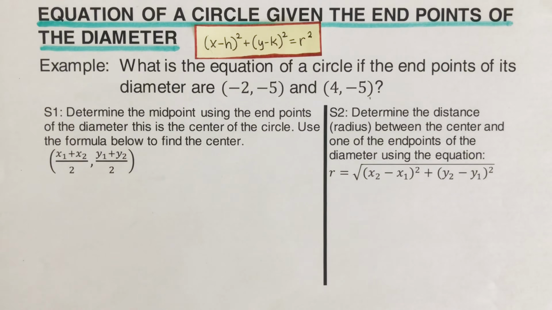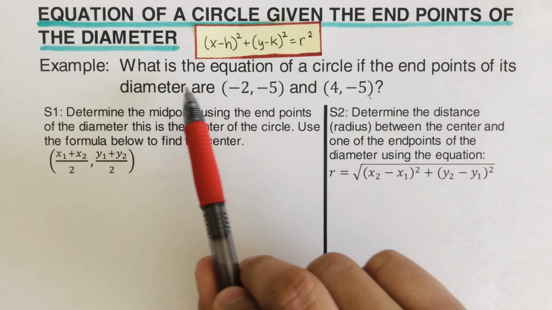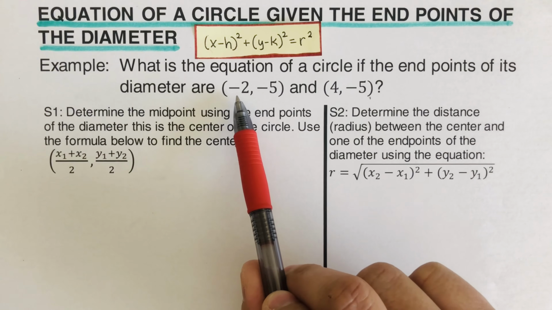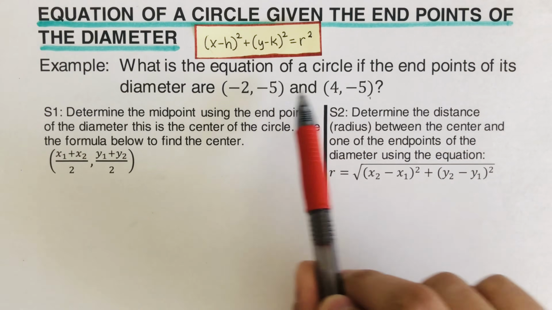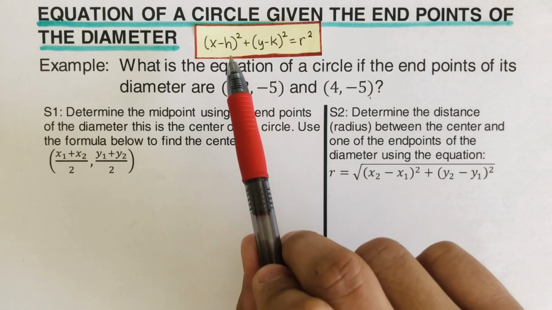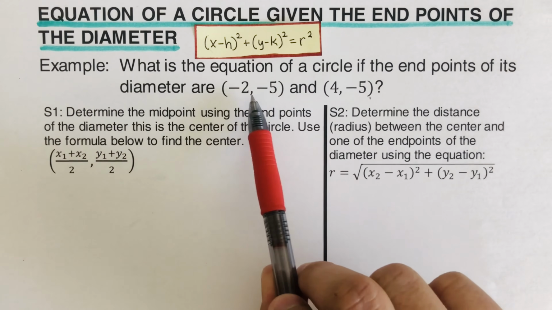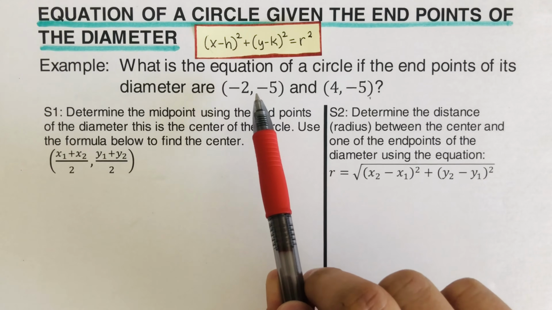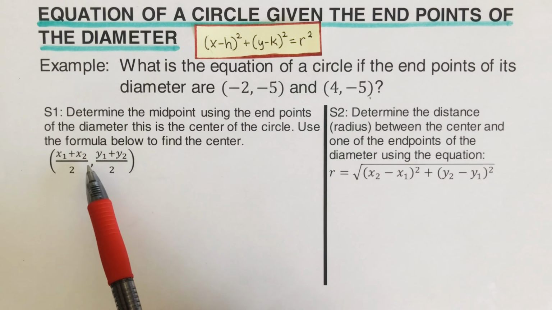So let's have an example to better see how this kind of problem works. We are asked for the equation of a circle if the endpoints of the diameter are located at (-2, -5) and (4, -5). So these are the endpoints of the diameter. Again, we go back to the definition of the circle. We need to have the center and we need to have a radius. There's no center given because these are endpoints of the diameter, but we can find the center between these two points by using the midpoint equation.